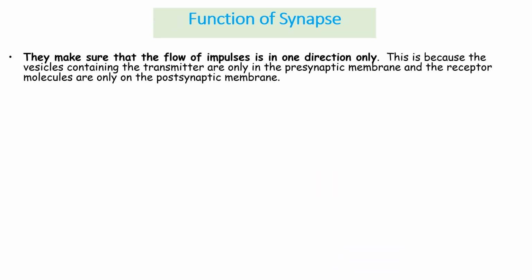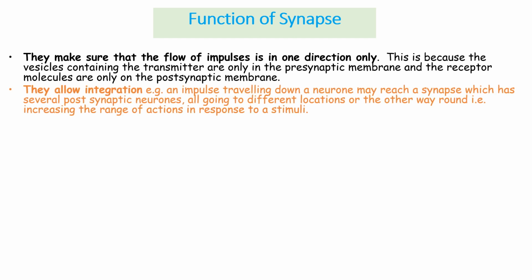Synapses have lots of important roles. They make sure that the impulse only flows in one direction because you only have receptors on the postsynaptic membrane. They allow integration, so lots of synapses might integrate towards one main postsynaptic membrane, and therefore that might bring in lots of information from lots of areas.